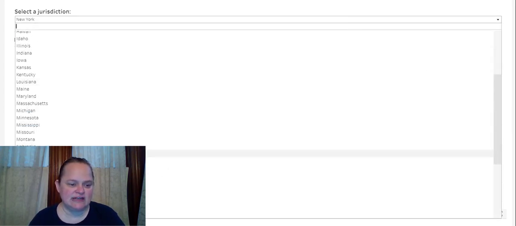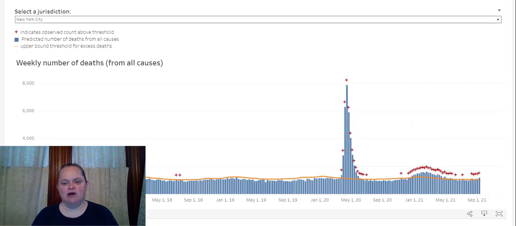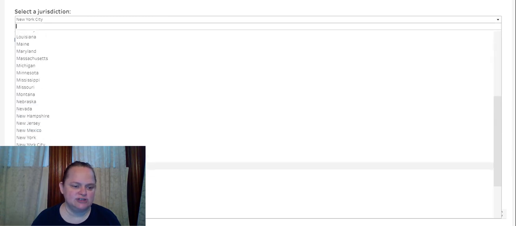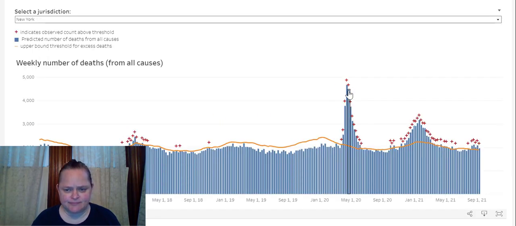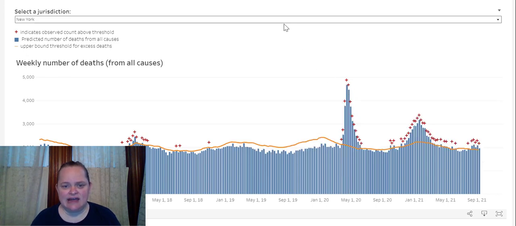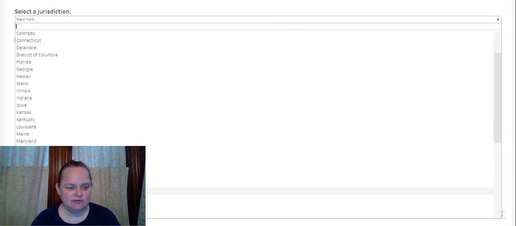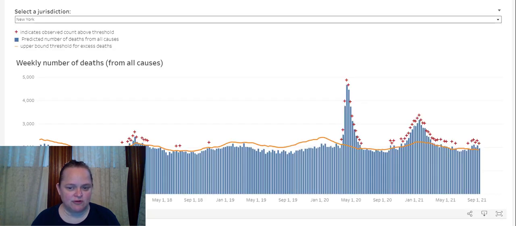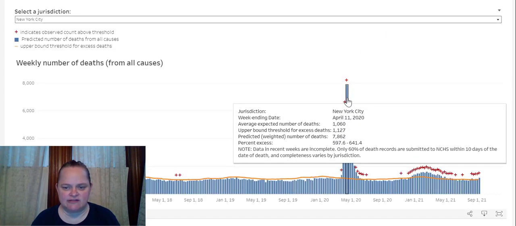Let me do New York City. Someone asked me, why don't they just combine New York State and New York City? Well, they could have, but I want you to look at this spike from a relative point of view. If I added the New York City deaths, that spiked near 8,000. If I go back to New York State, this spike was definitely a lot less. Yeah, if we added New York City to New York, the whole state would look bad, and I'll do an analysis with that. That's okay.